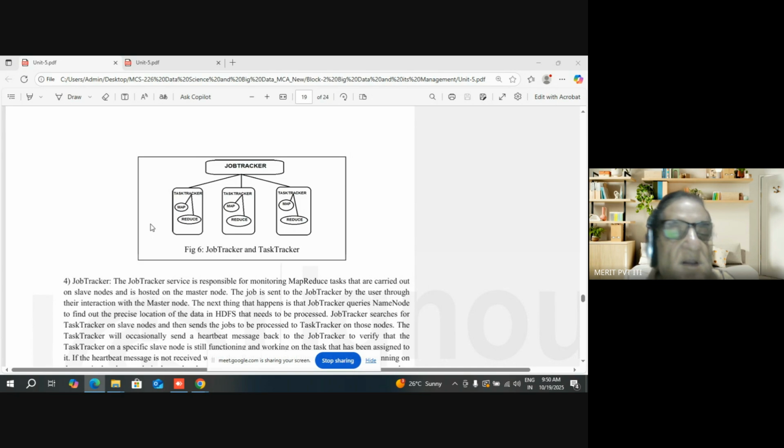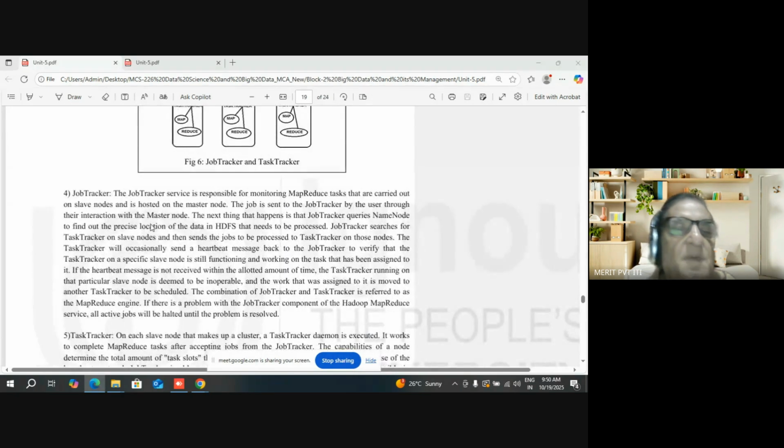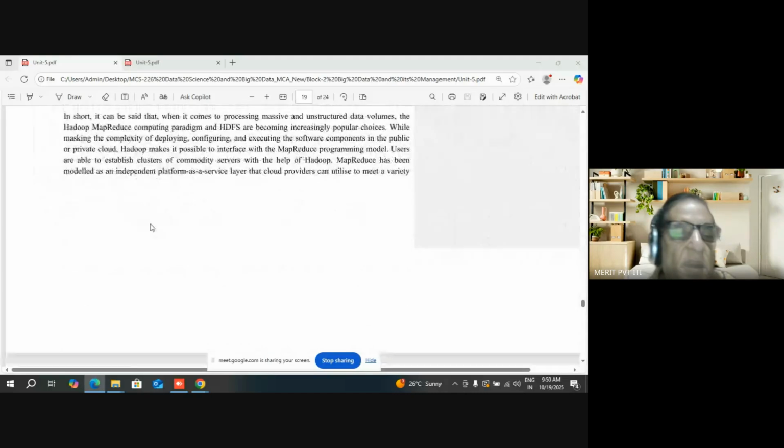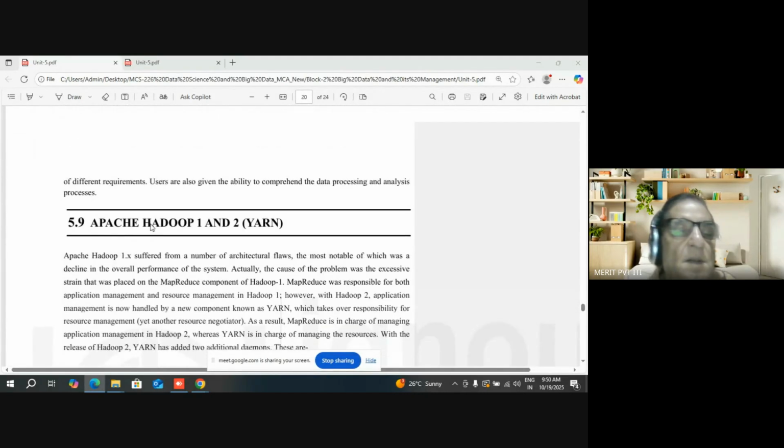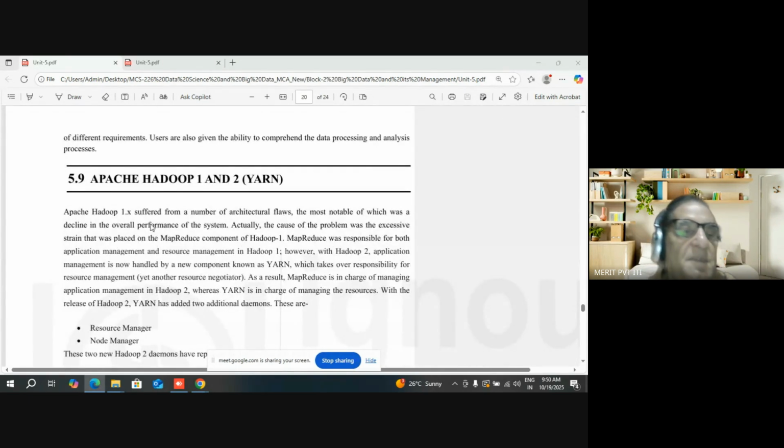So all these things are there. Job trackers. So Hadoop 1 and 2 YARN. Hadoop 1 suffered from a number of architecture flaws, the most notable of which was a decline in the overall performance of the system. Actually, the cause of the problem was the excessive strain that was placed on the MapReduce component of Hadoop 1. So that is where this.